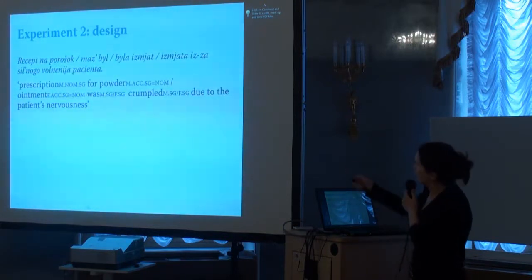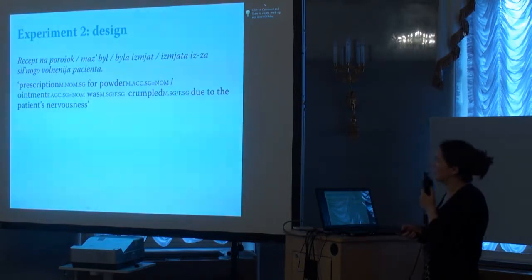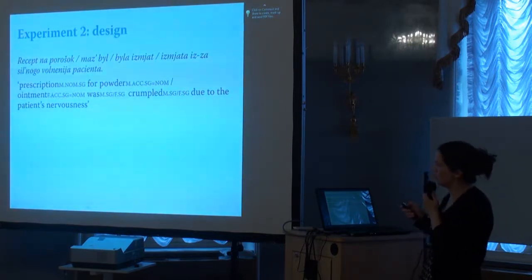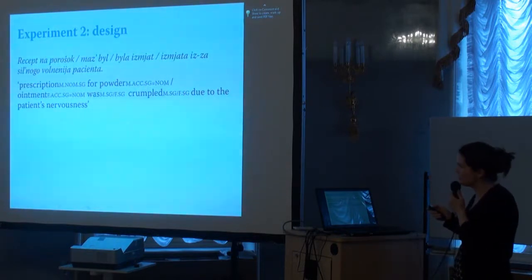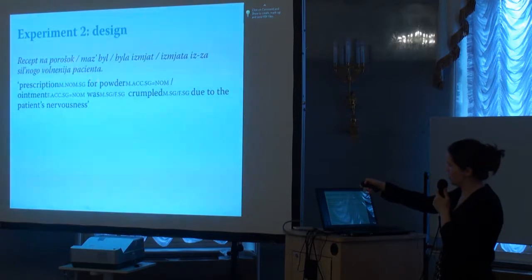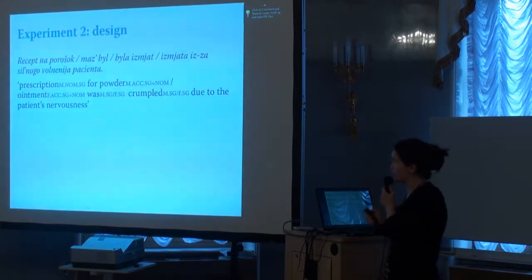And so here is an example of our stimuli. Рецепт на порошок or на мазь. So prescription masculine for powder masculine or for ointment feminine. So we had either masculine, masculine, feminine, feminine, and so on sets, or the sets where this interference is possible. So say in this case masculine head and feminine dependent noun, potential attractor.